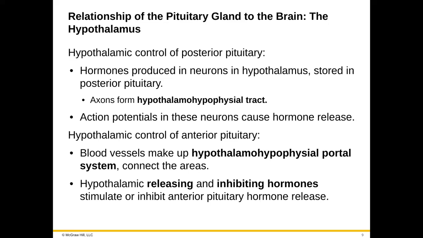Now, in terms of the hypothalamic control of the anterior pituitary, this is extremely vascular in this region. There's many blood vessels that are going to make up the hypothalamo-hypophyseal portal system. And the reason we call this a portal system is because it is such an intense network of capillary beds. And the anterior pituitary is going to use this to its advantage as a place to secrete those hormones into the bloodstream via the hypothalamo-hypophyseal portal system. Now, with the anterior pituitary, hypothalamic releasing hormones and inhibiting hormones are either going to stimulate or inhibit the anterior pituitary from releasing a specific hormone.